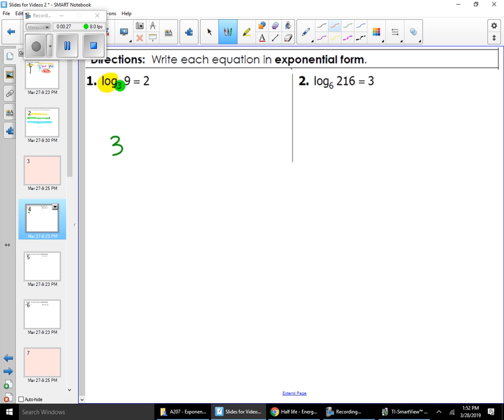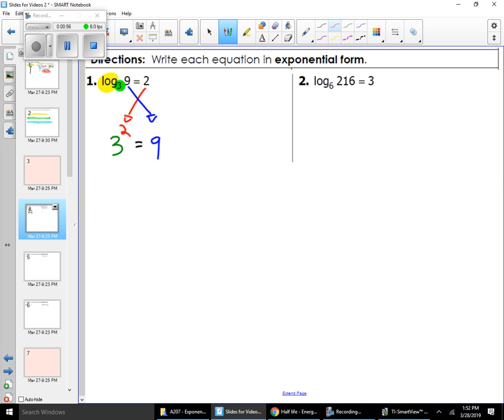Now keep in mind, logarithms and exponentials are inverses, which means inputs and outputs switch. So I used to have a 2 on the right-hand side. That 2 is now on the left. I used to have a 9 on the left-hand side, so that 9 is now on the right. So I started off with log base 3 of 9 equals 2.